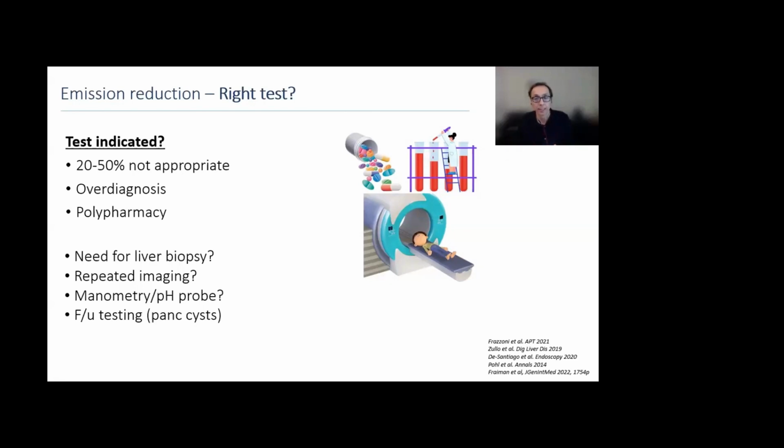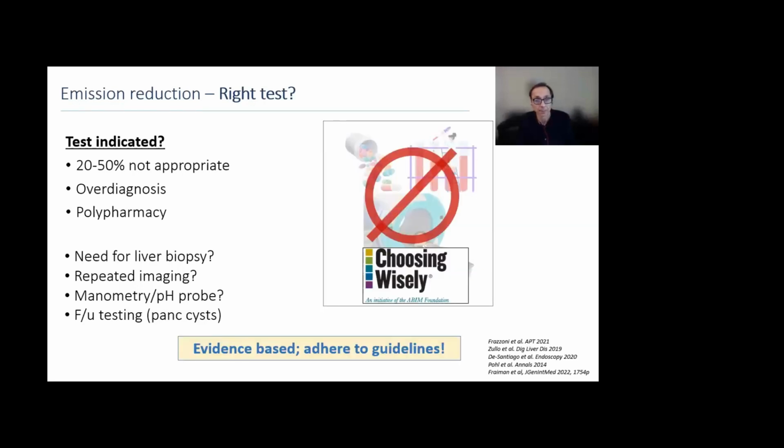For instance, is repeat imaging testing of a pancreas cyst indicated? Do we really need a manometry test or a pH probe for a patient with typical reflux symptoms? Do we need to perform a liver biopsy in every patient with NASH? The interesting point here is that we already have guidance on high quality practice that's also environmentally friendly. If we just adhere to the guidelines that are provided, we would reduce overdiagnosis and inappropriate testing, but also cost, and decrease the impact on the environment.